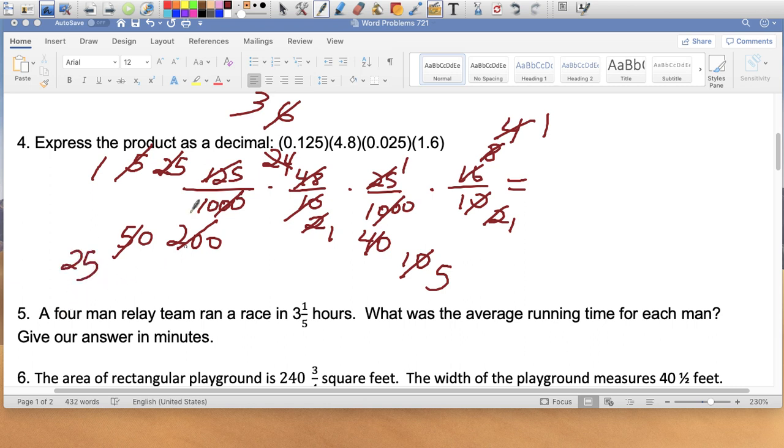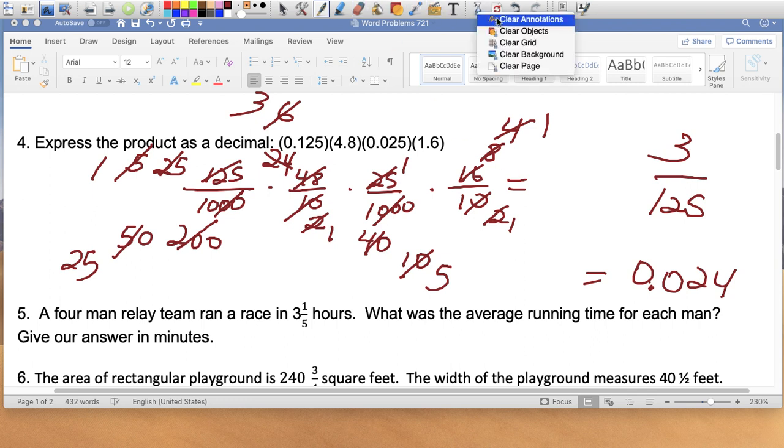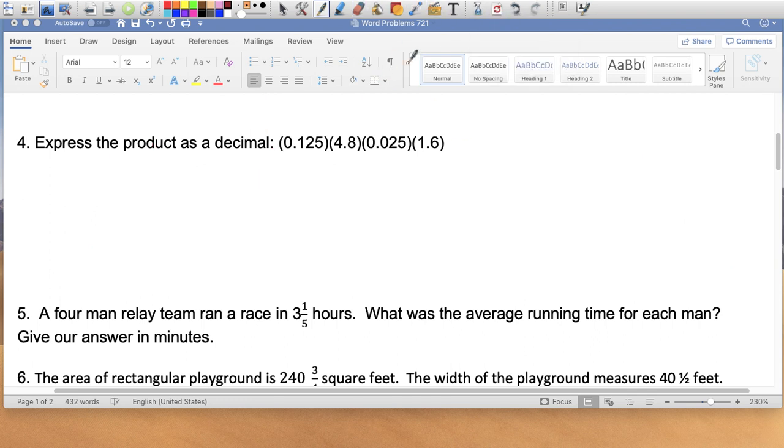If I look at the top, I have 1, 3, 1, 1. It's going to be a 3. At the bottom, it's going to be 25 times 5, 1 over 25. And that's much easier to change to a decimal by now dividing. So 3 divided by 125 is 0.024. And that's what I would get. Okay, so a lot of work, but again, it's easier if you do it that way.